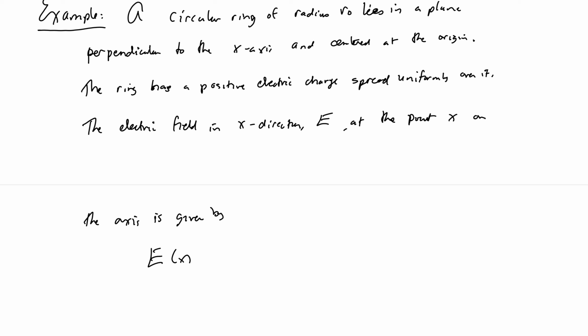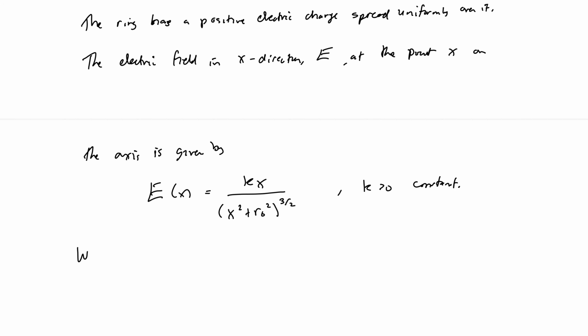E of x is equal to kx over (x squared plus r0 squared) to the 3/2. K is bigger than 0 and is a constant. So what we're going to ask about is what value of x gives the maximum and minimum of this electric field.